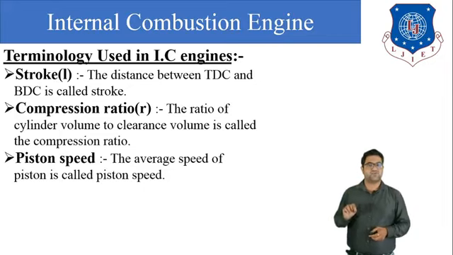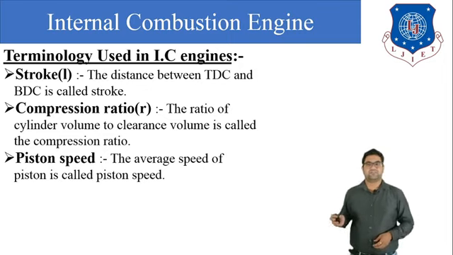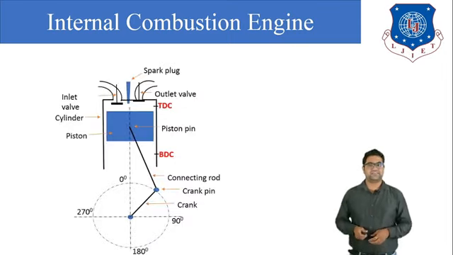Here L is the stroke length and N is the number of RPM of the crank, and dividing by 60 converts it into seconds, because RPM is in revolutions per minute. So we can get the piston speed in meters per second. The formula is 2LN divided by 60. These are some terminologies related to the IC engine.